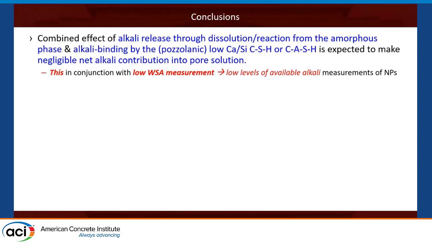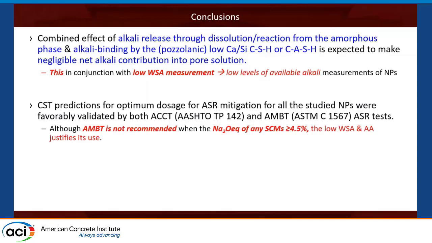So basically the effect of low availability from pozzolanic reaction combined with low WSA measurements helps us understand why we see a low level of available alkali from these natural pozzolans. It is because of the combined effect of slow release as well as low C/S CSH, which consumes alkalis. So there is a very negligible net alkali contribution into the pore solution. The CST predictions were favorably validated by both the ACCT as well as the AMBT test. Although the AMBT test is not recommended for any SCMs where the bulk alkali exceeds 4.5%, since the water soluble as well as the available alkali are pretty low, it justifies the use.